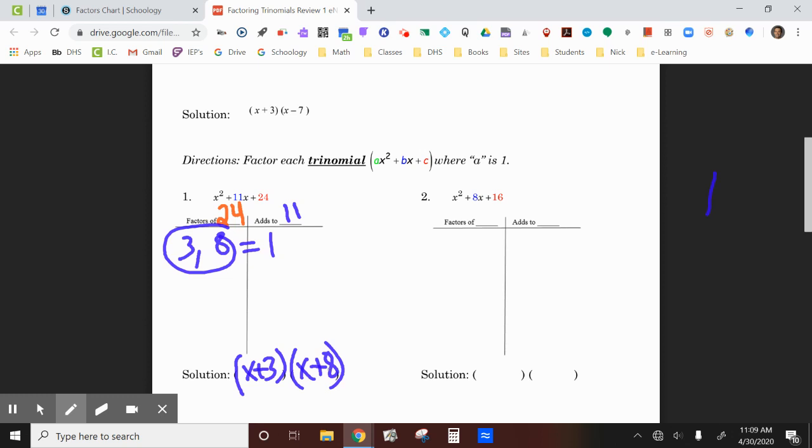All right, but if you find it more helpful to list out all the factors, go ahead and do that. But I'm just trying to save you guys a little bit of time here, right? All right, so let's look at example 2.